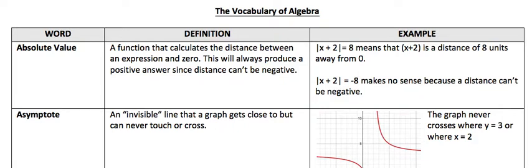Start with absolute value. Absolute value is a function, and we'll talk later about what a function is. But it's a function that calculates the distance between an expression and zero. This will always produce a positive answer because distance is not negative.